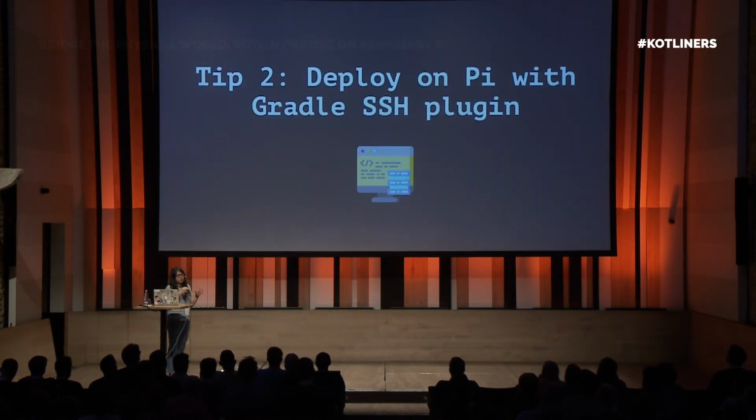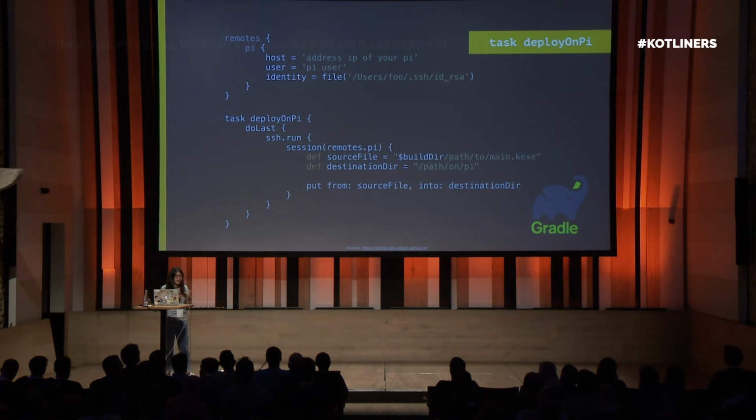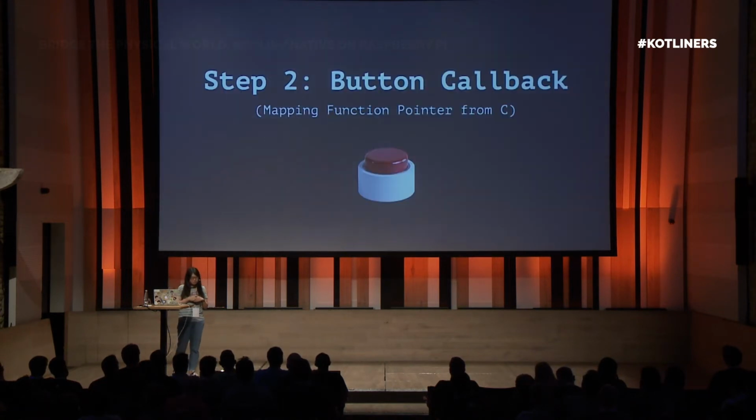I also started to do a lot of scp in order to copy my generated binary to my Raspberry Pi. I said, let's also automate this step. So I found a Gradle plugin which does the job. With some configuration on your Raspberry Pi, you can access it directly without a password. At the end, 20 lines of code saved me a lot of time by not relaunching scp all the time, which can largely improve the speed of testing. So I have my LED blinking at this moment.